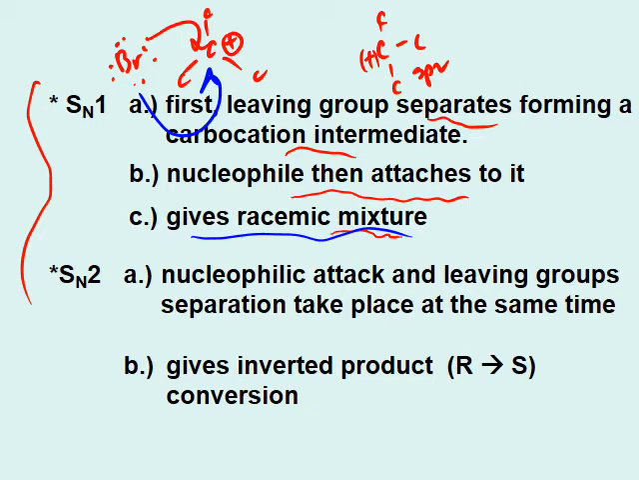SN2 reaction, which is nucleophilic substitution bimolecular, nucleophilic attack and leaving group separation take place at the same time. I mentioned that to you, and it gives an inverted product. So if you have R, 100% will be changed into S.